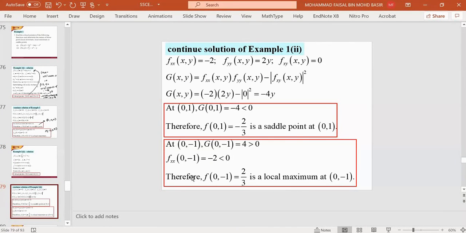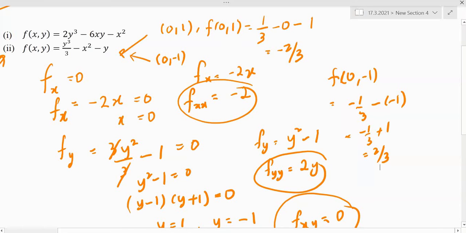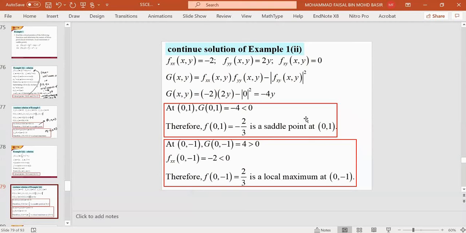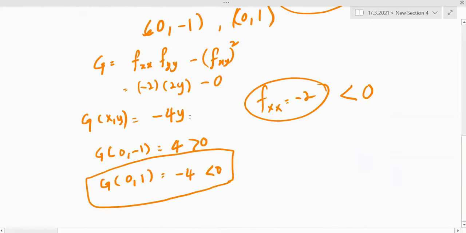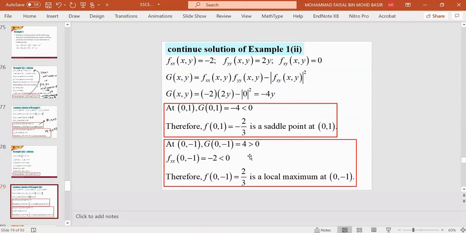So for (0, 1, negative 2 over 3) will be a saddle point. And for g(0, -1), you get more than 0, right? You have 4, which is more than 0, which means you have a local maximum because your fxx is negative 2. So one is a saddle point, one is a local max.